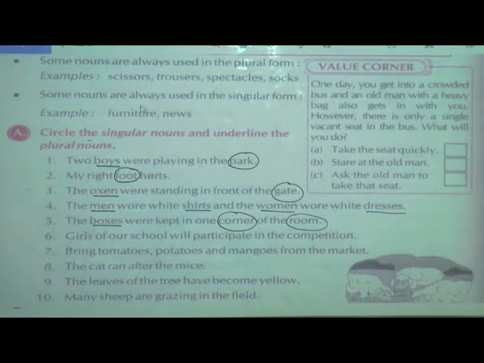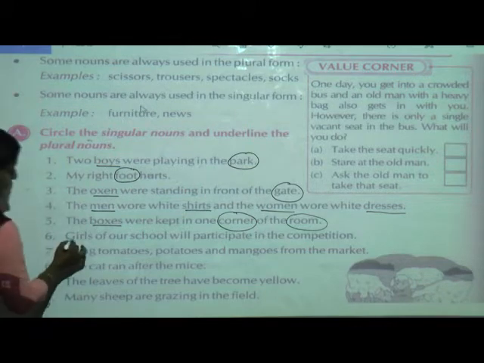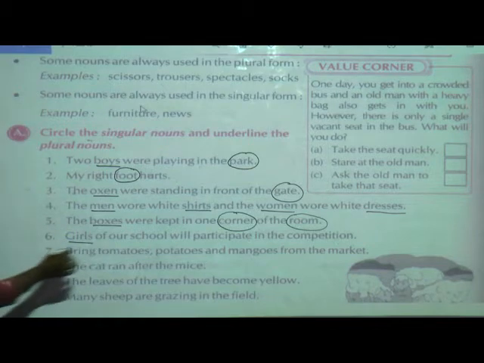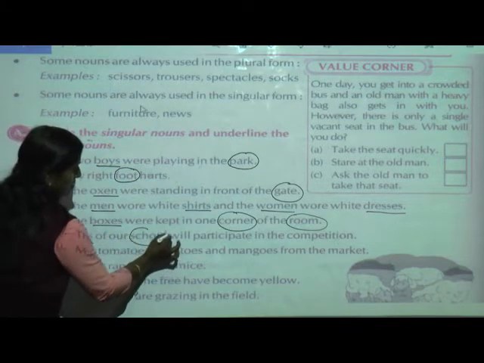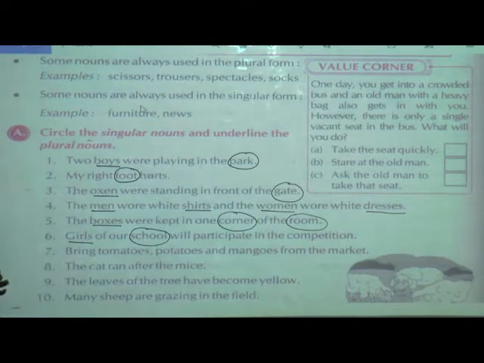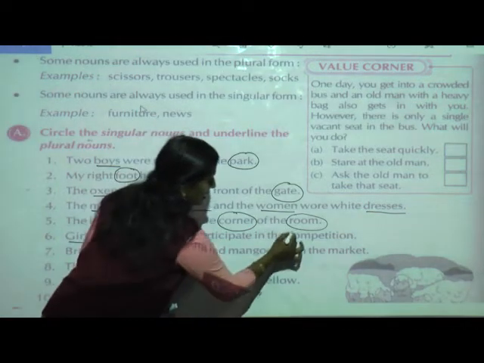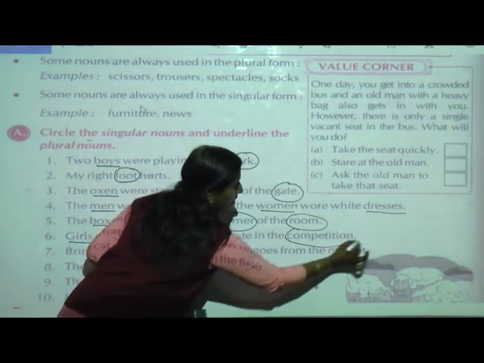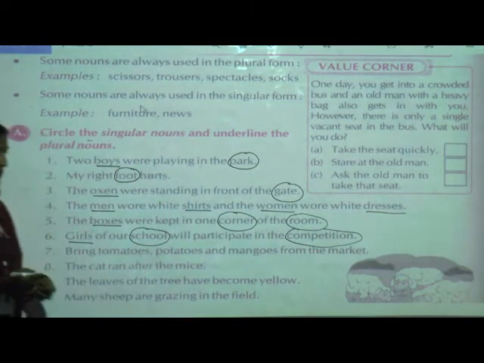Sixth, girls of our school will participate in the competition. Again I will repeat, girls of our school will participate in the competition. So underline the plural nouns. Okay. School is singular and competition is also singular. So I am going to circle that competition.